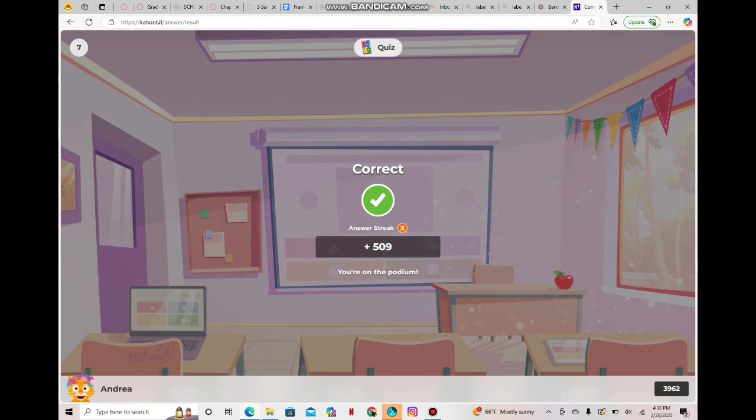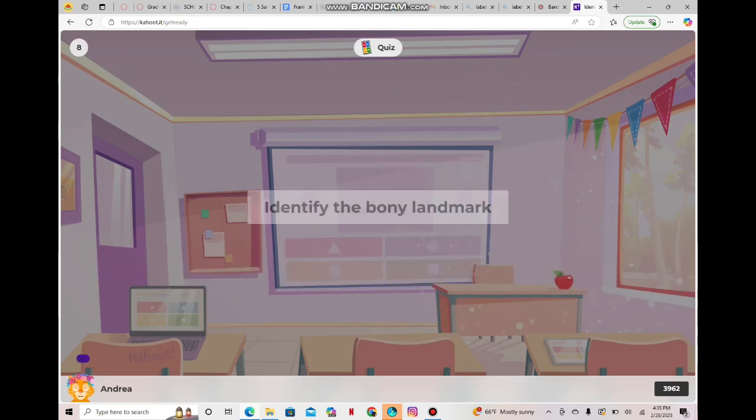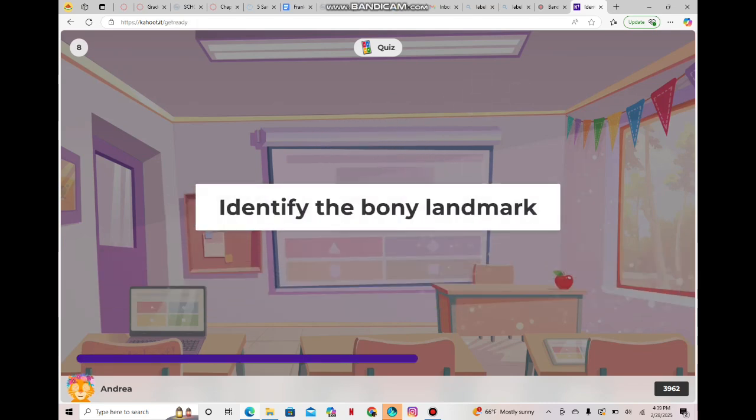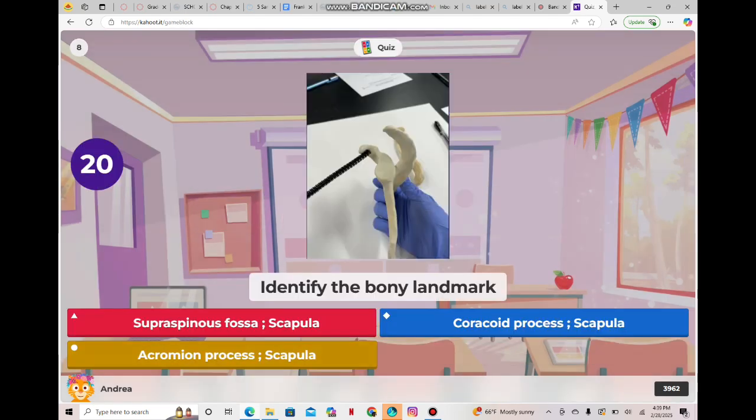And we're going to move on to the next one, which is going to be the second process on the scapula. Question number 8 out of 16 questions, identify the bony landmark. This one is the coracoid process, not to be confused with the coronoid process.